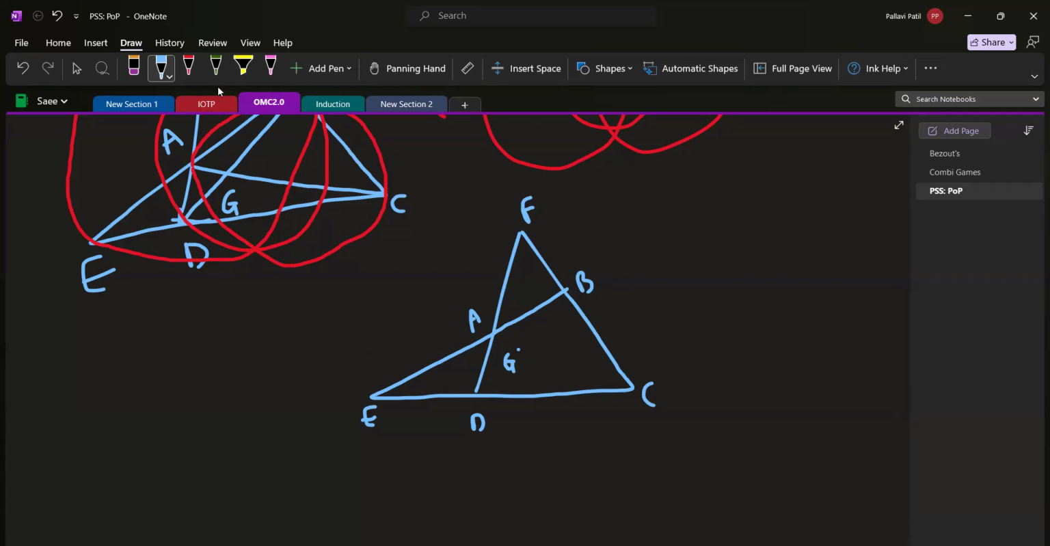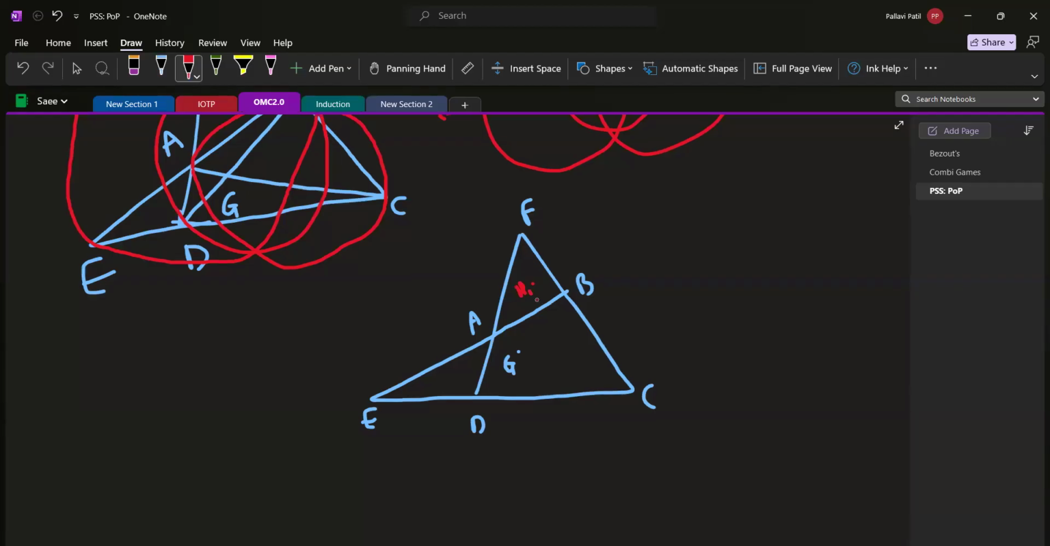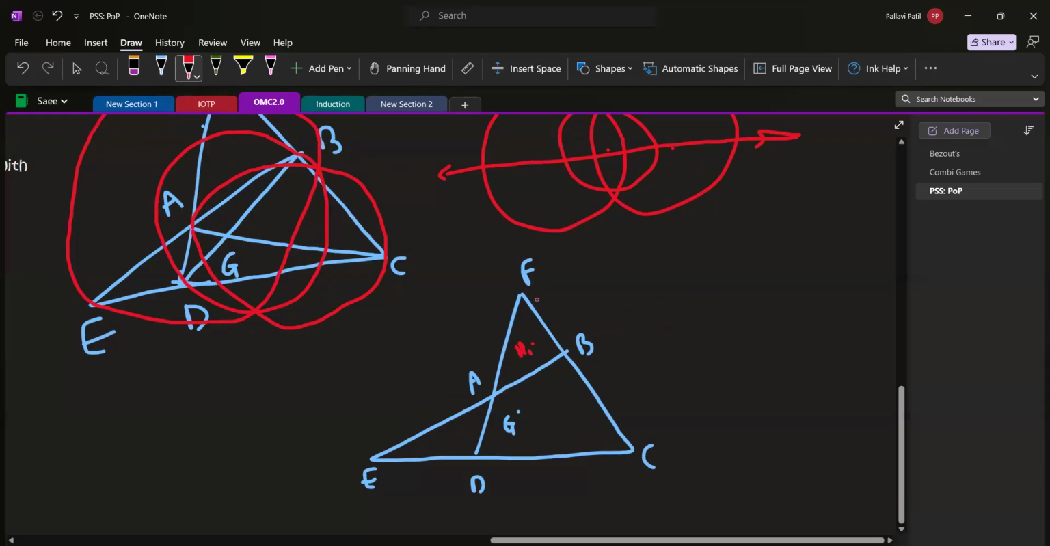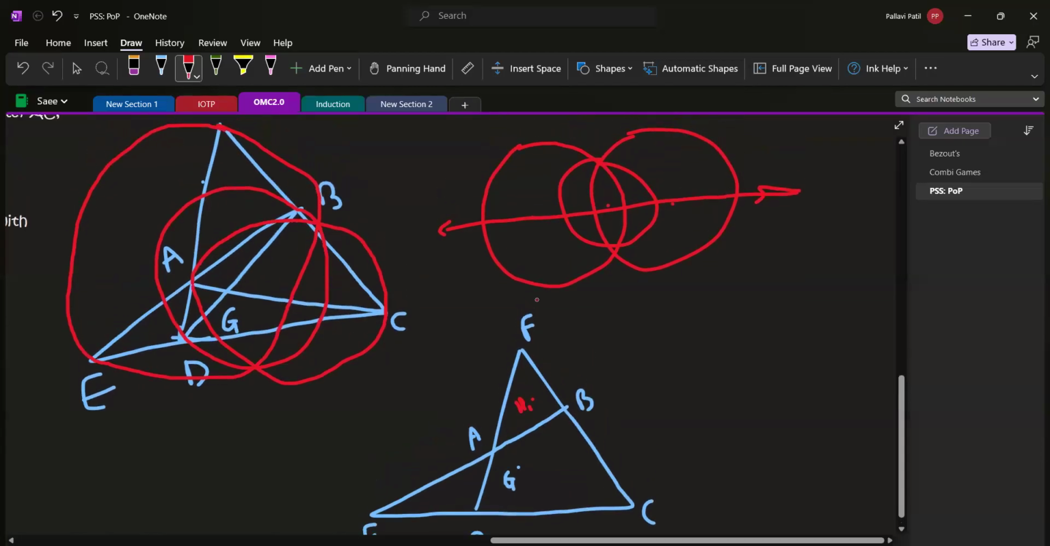Interesting. Let's go step by step. What if we look at the orthocenter of FAB? Let's say somewhere over here. Let's call it H1. It would be a radical center, I think. Why would it be the radical center?